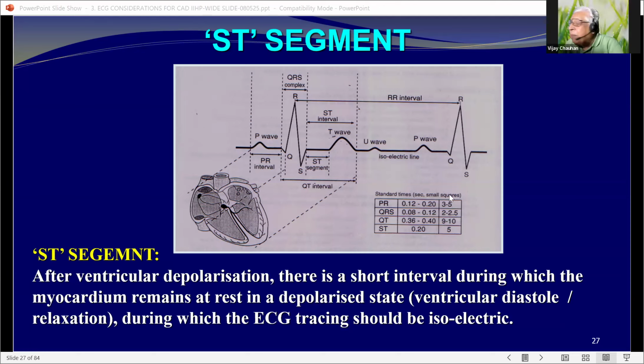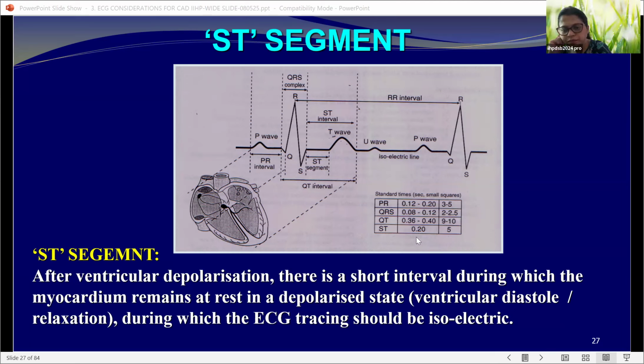But how many small squares? 2 to 2.5. It should not be more than 2 to 2.5. Then the QT interval, from the QRS to the end of the T wave, should be 0.36 second to 0.4 second, or a maximum of 9 to 10 small squares. If we are having 10 small squares, they are going to make 2 big squares.